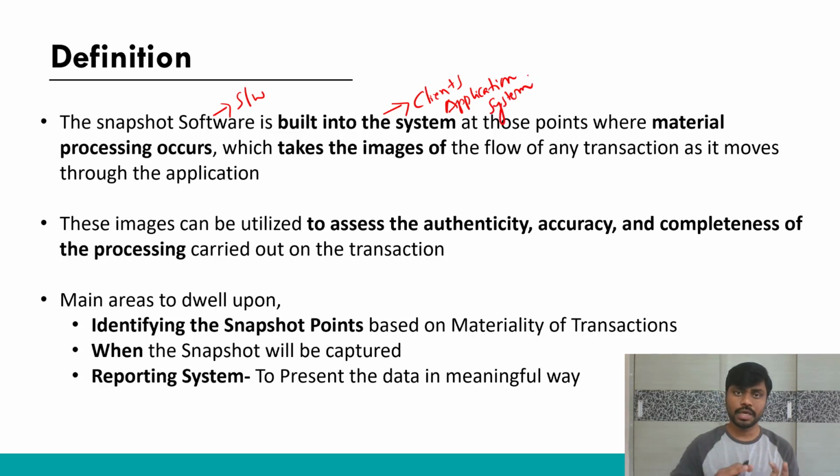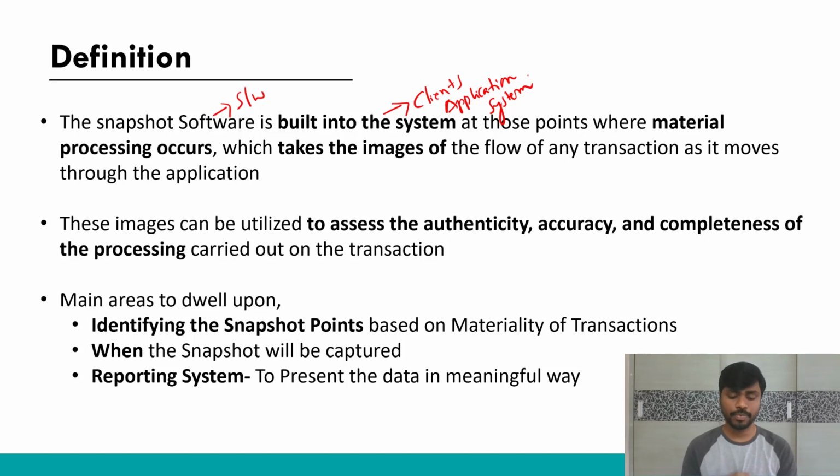Okay, so what they are doing, they are installing the software on the client's system at those points where material processing occurs. Just hold for a while to understand what this material processing means, but let us see what it does next. It takes the images of the flow of any transaction as it moves through the application. So this is the functionality of the snapshot tool. They install this snapshot software on the client machine to take the images of the transaction. But will it take the entire process? No, it takes where the material processing occurs.